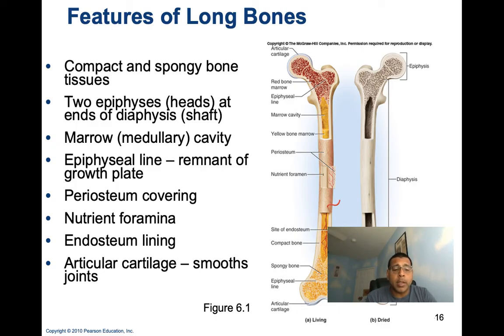The medullary cavity is the yellow marrow cavity, and it contains fat. We're talking adults, it'll contain fat. So here you can see all that fat, the yellow marrow cavity. Next then we have the epiphyses, the bone ends.